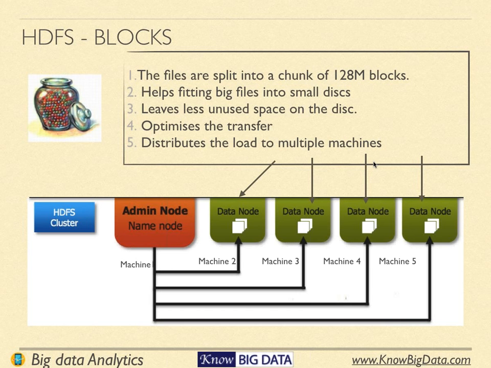Okay. So instead of moving the whole file, you can just move the block from one node to another and they will both have equal amount of storage consumed. Okay. So that helps us in rebalancing and optimizing the transfer for rebalancing. Now, it also distributes load onto multiple machines.